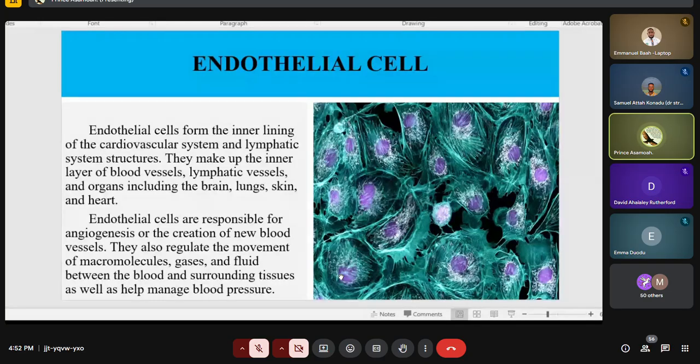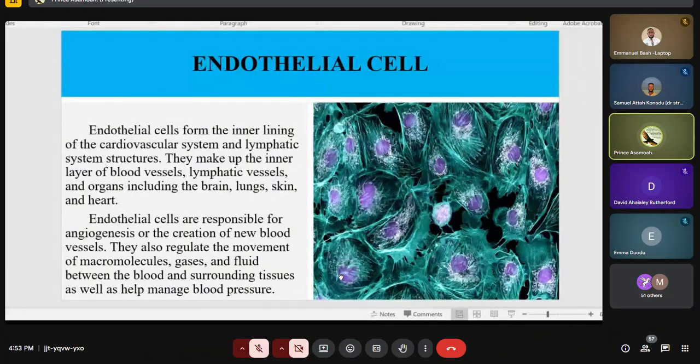Then we go to endothelial cells. As the name suggests, endo, within, inner surface. Endothelial cells form the inner lining of the cardiovascular system and lymphatic system structures. They make up the inner layer of blood vessels, lymphatic vessels, and organs, including the brain, lung, skin, and then heart. That is the endothelial cells. And they are responsible for angiogenesis.